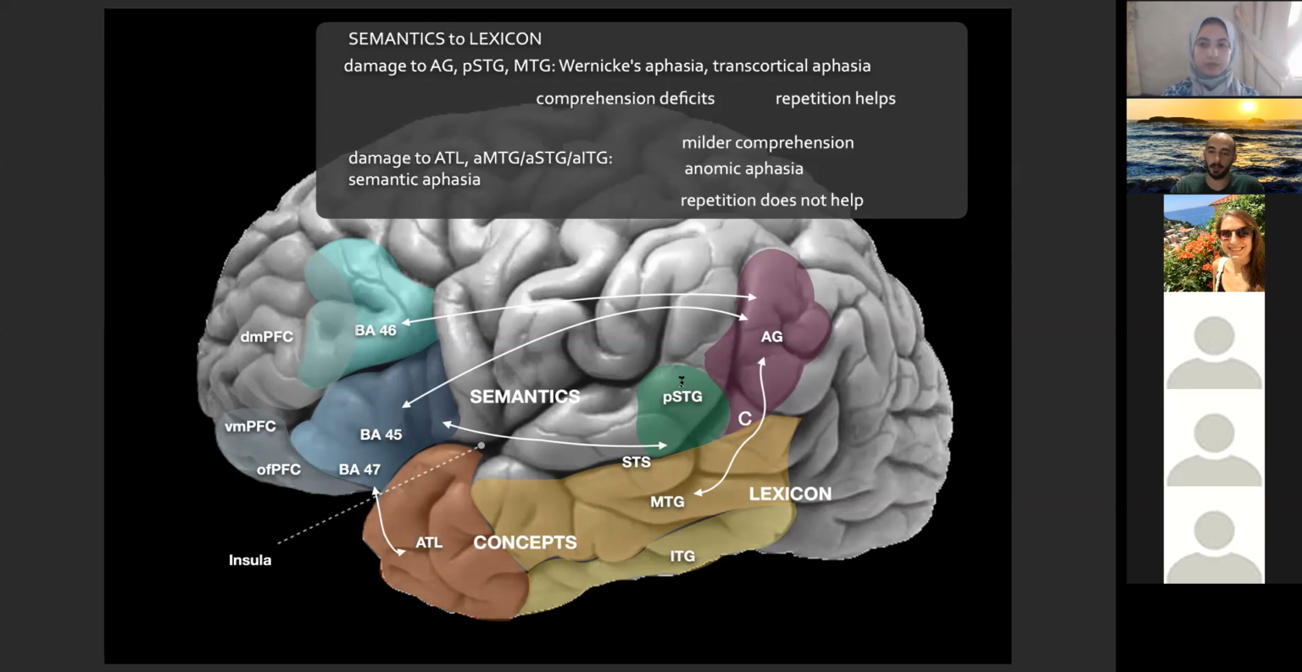And an interesting thing, which tells you about how this system works, is that repetition helps if you have damage in Wernicke's territory, which suggests that if you provide more information to trigger lexical access, then you might get improvement of performance. Instead, if you have a semantic aphasia due to damage at the anterior temporal lobes, repetition does not help. You get the best performance at the first presentation of the item, which suggests that the problem is not at the lexical level, but more at the conceptual level. Or you get lexical access, but you're not able to connect the lexical access to conceptual retrieval, okay?